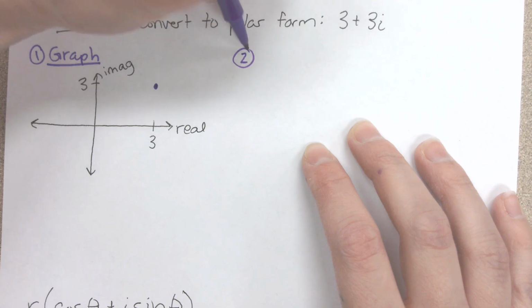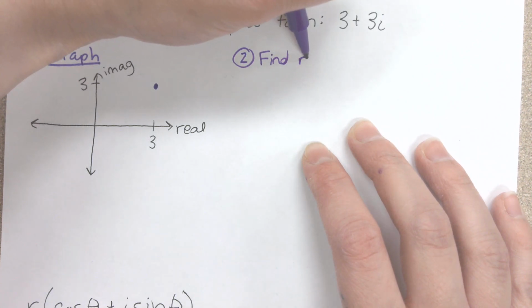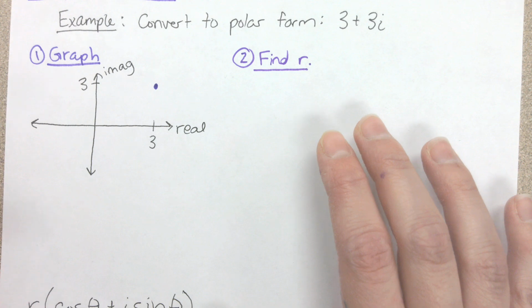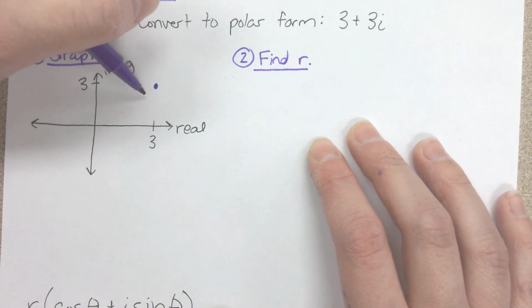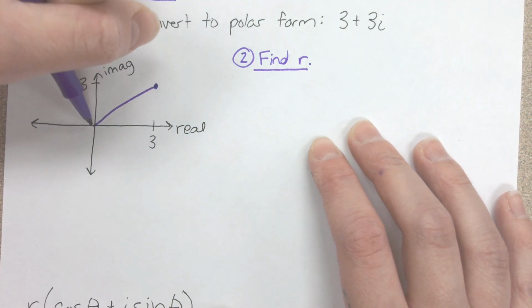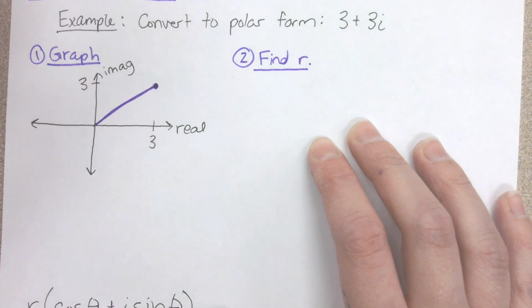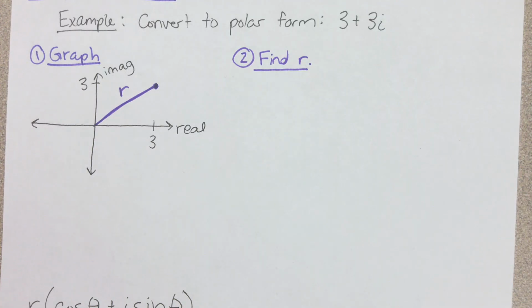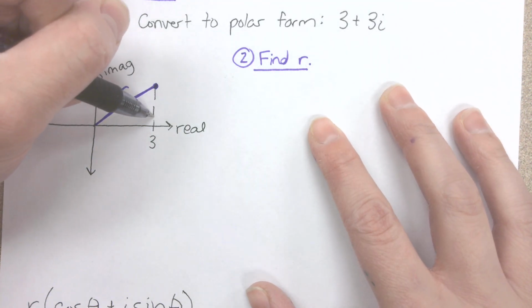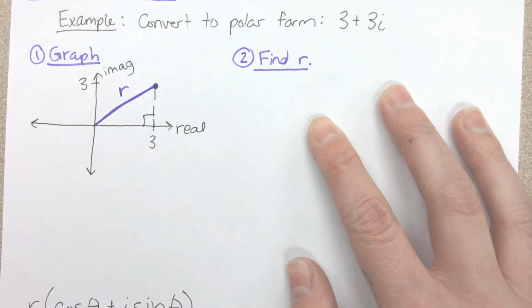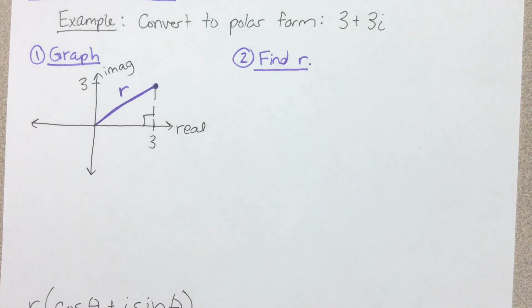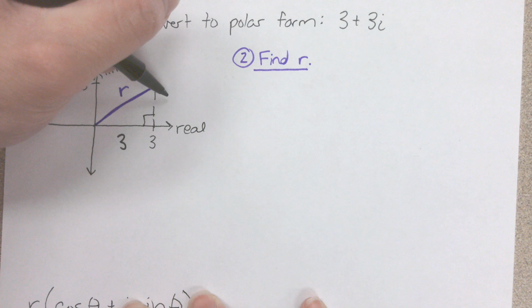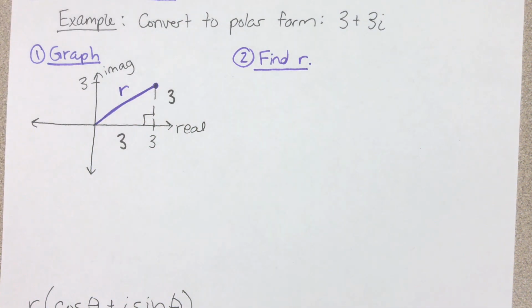Our first goal is to find r. So let's go ahead and graph r. r is the distance from the point to 0, so from the point to the origin. And basically we're just finding the hypotenuse of the triangle. So we're going to need the other two side lengths, which we already have. Let's create the triangle. We drop it to the x-axis. And both sides have a length of 3 because it was right 3, up 3, both positive in this case.